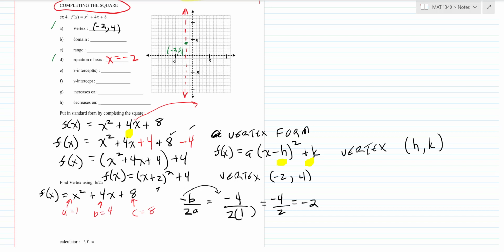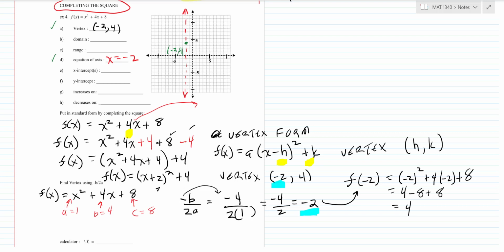Now, that would leave you with, how do I find that y value? Well, if we know the x value is -2, then we just do f of -2. So you take the -2 that we got from negative b over 2a and plug it into your equation. So we would do -2 squared plus 4 times -2 plus 8. That would be 4 minus 8 plus 8, and if you work that out, that would give 4. So the negative b over 2a gave you the -2, and then plugging it in gives you the 4.